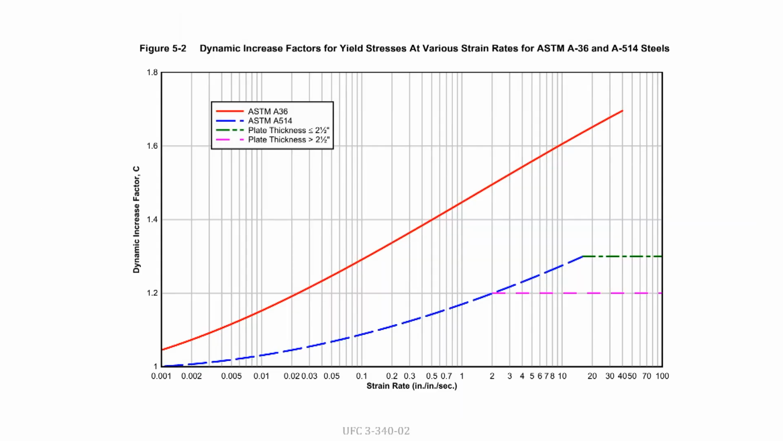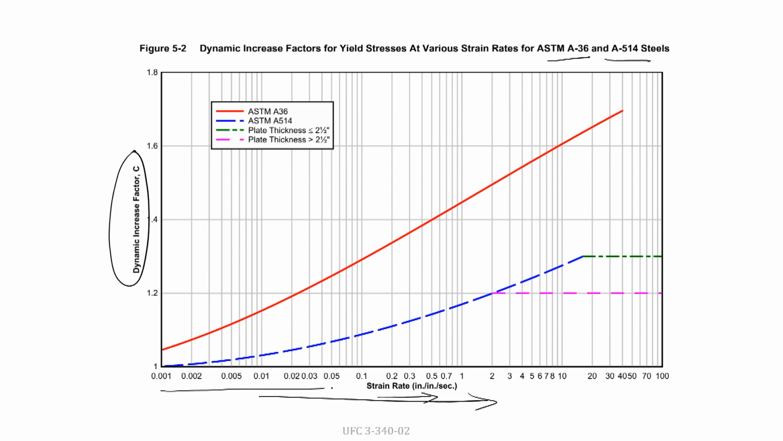Here also a similar thing is shown. This is the dynamic increase factor for the yield stresses at various strain rates for these two grades of steel, A36 grade and A514 grade. So, this is the dynamic increase factor. There we were showing the numbers. Here there is a continuous curve depending upon the strain rate.